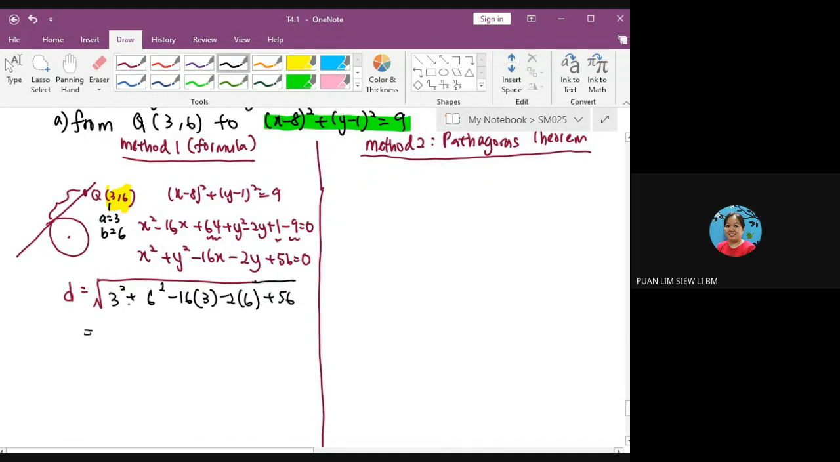Then you just press your calculator to find the answer. Then you can get the answer. So the length will be 41. Okay, you managed to get it?